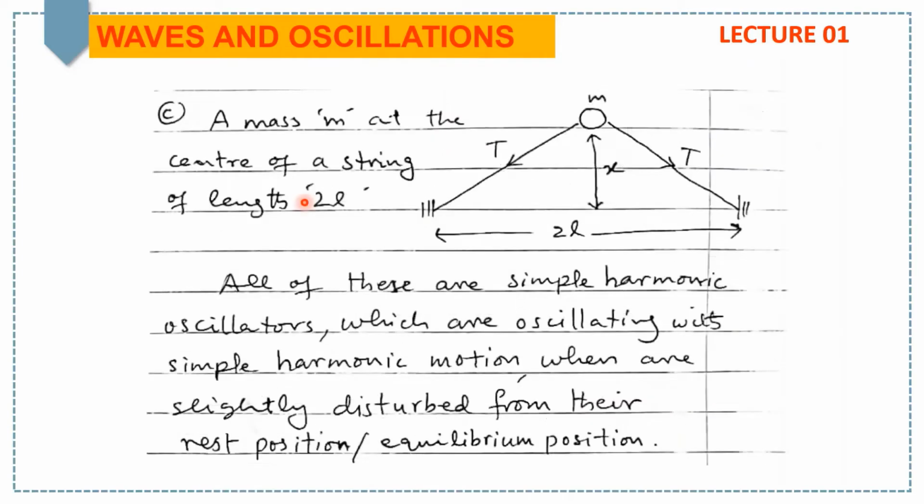And suppose there is another system having mass m at the center of a string of length 2L. What I want to tell here is that all of these are simple harmonic oscillators which are oscillating with simple harmonic motion. I'll explain the simple harmonic motion in detail in the next few slides. So here you can see when these systems are slightly disturbed from their rest position or equilibrium position, they have some equations of motion along with some angular frequencies.